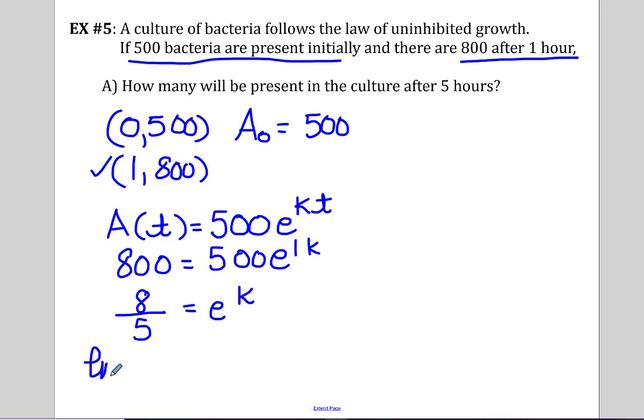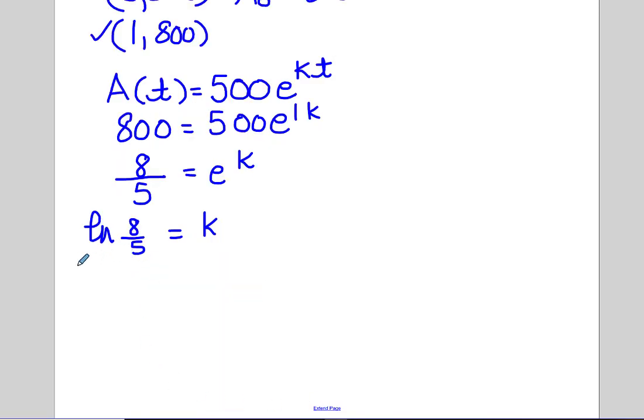If we take the natural log of the left and the natural log of the right, the k is all alone. This is our constant, or our rate. Now, if you calculate that with the calculator, you're going to find out it's about 0.4700. But this is sufficient too.